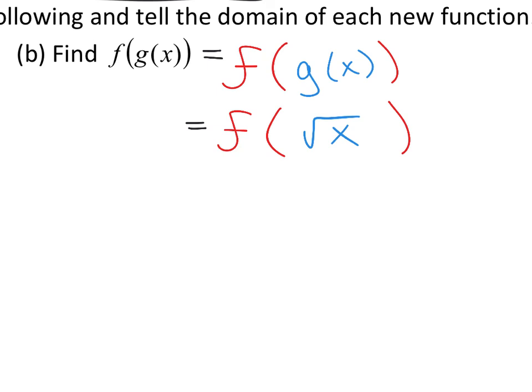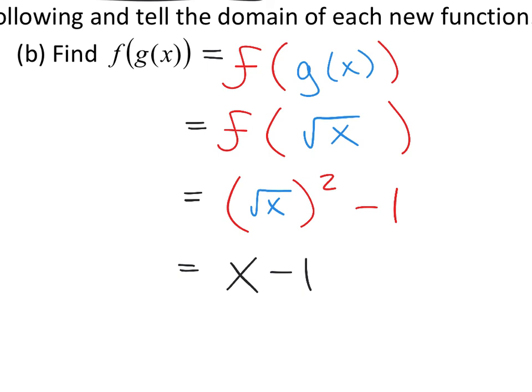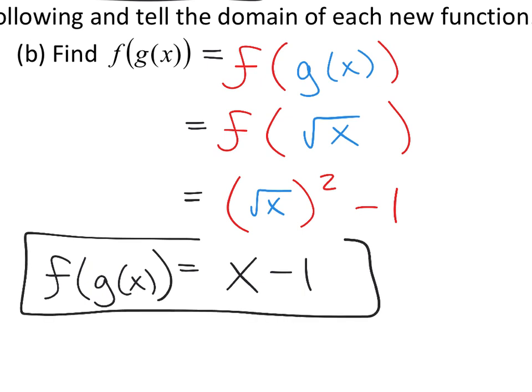Fabulous, I can do that. In the f of x function, anywhere where there was an x a second ago, I'm going to put a square root of x in its place. x squared minus 1 has become square root of x squared minus 1. Ooh, but I'm taking a square root and squaring it. What happens? They cancel out. This is going to be just x minus 1. That's f of g of x. Cool, I found it. There's no more simplifying to do.